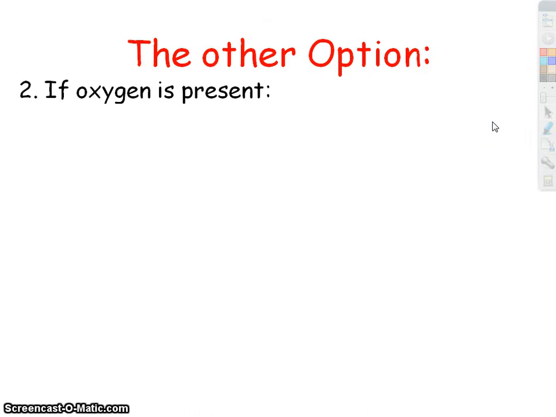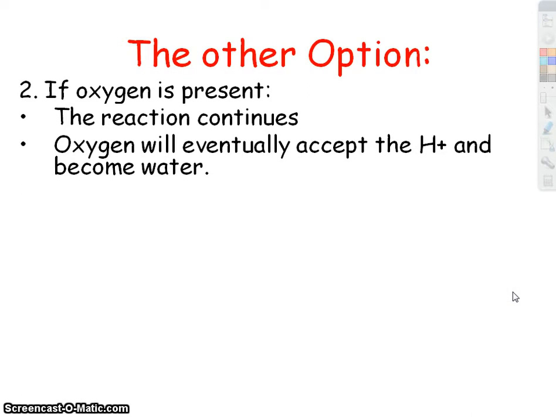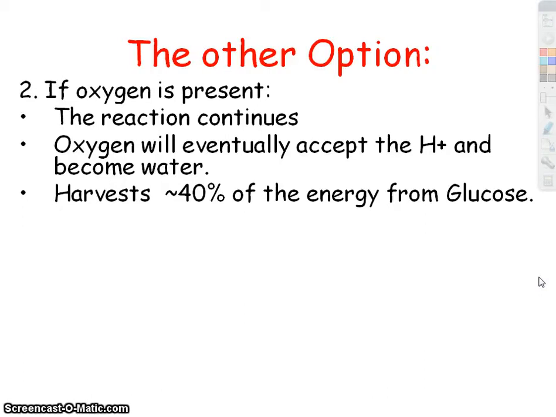So the other option is, if oxygen is present, which is going to be the normal conditions for us and for plants, other animals, even a lot of single-celled organisms, if they have mitochondria, then they're going to utilize oxygen, and the oxygen will eventually pick up the hydrogens. So NADH, those hydrogens that need to get dumped off somewhere, oxygen will pick them up, and water will be the final product. And when this happens, you're going to get a lot more of the energy from glucose. Rather than only getting about 2% of the energy from glucose, you're actually going to capture about 40% of the energy from glucose, which you might say is still kind of crappy.